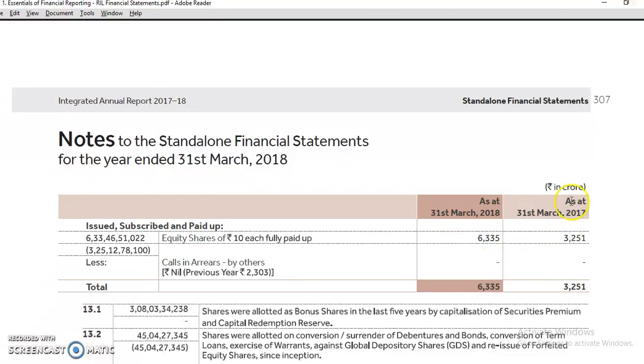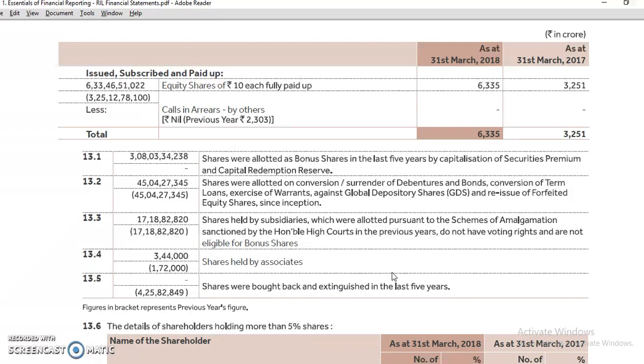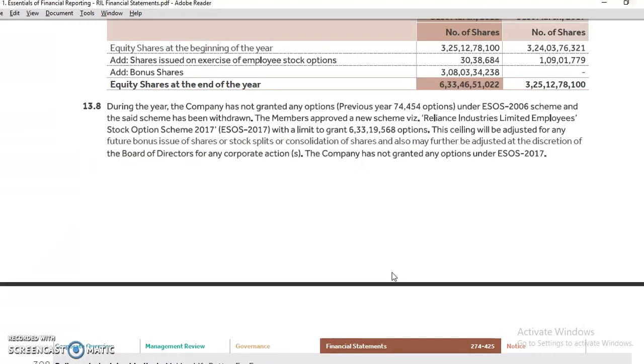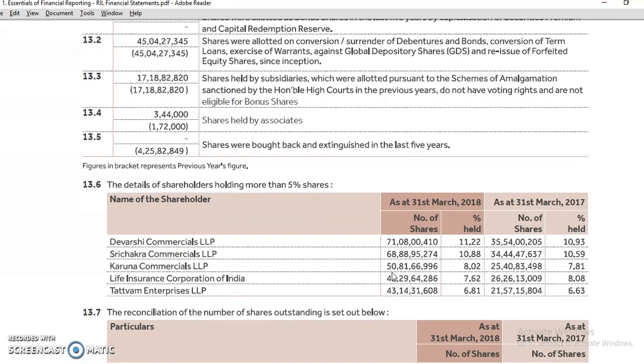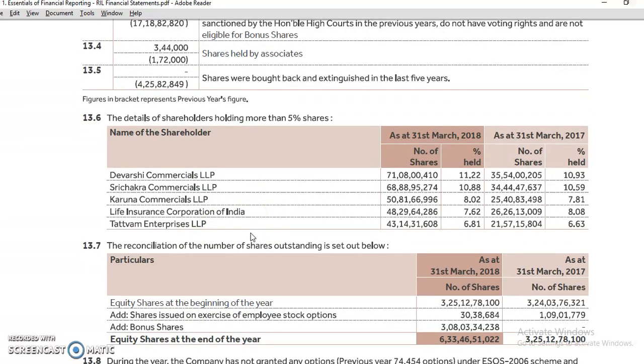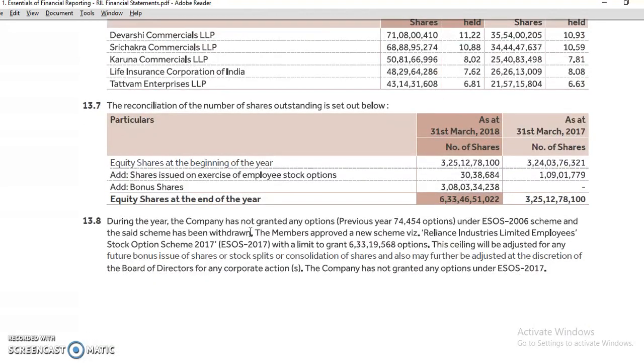Issued, paid up, and subscribed. The previous year it was 3251, this year it is 6331. And how it increased, here you can see what happened during the year and why it increased. Here are the details of some major shareholders who hold more than 5% of the shares in the company. These are again only stock exchange listing requirements, not necessarily details that have to be shown in the financial statements.